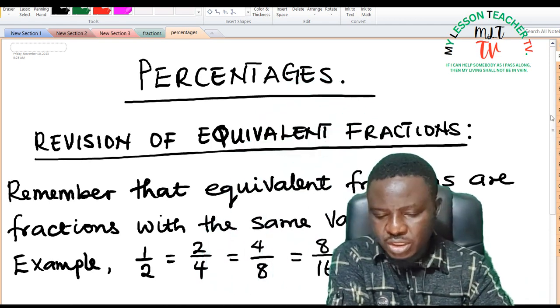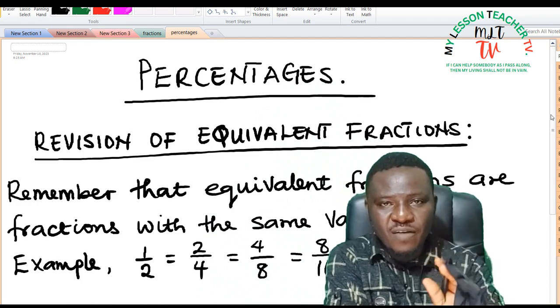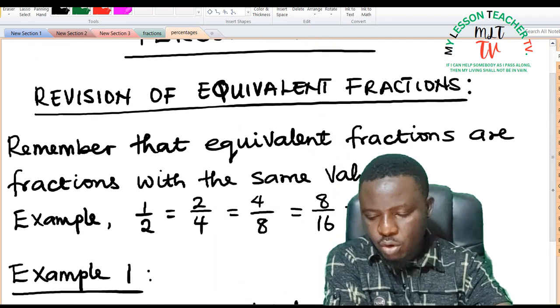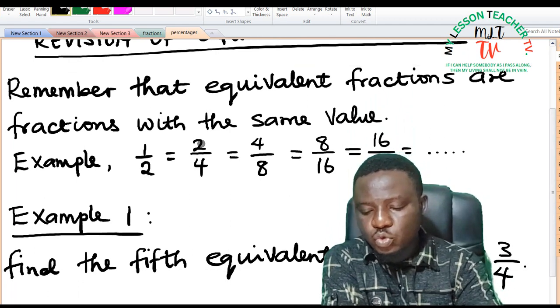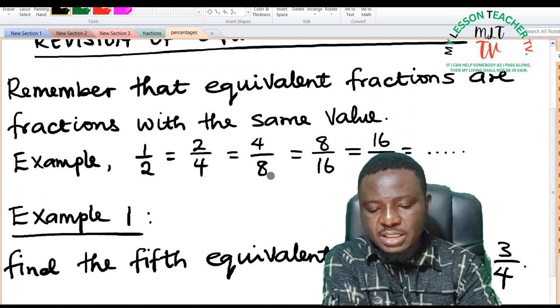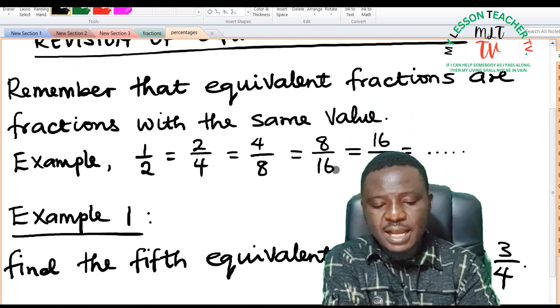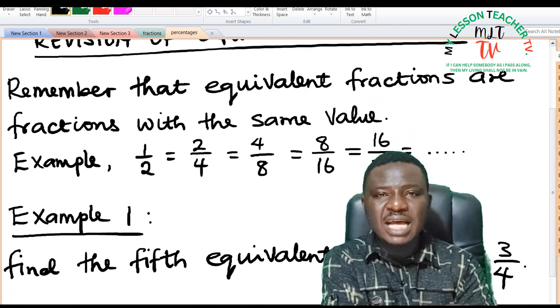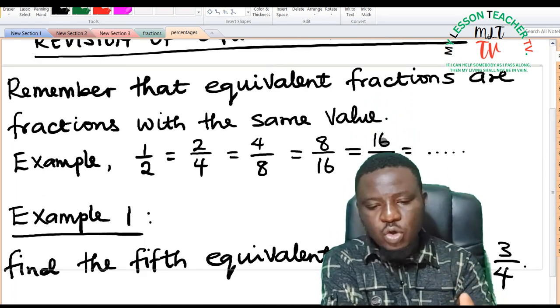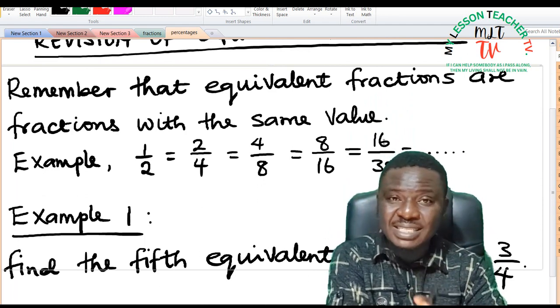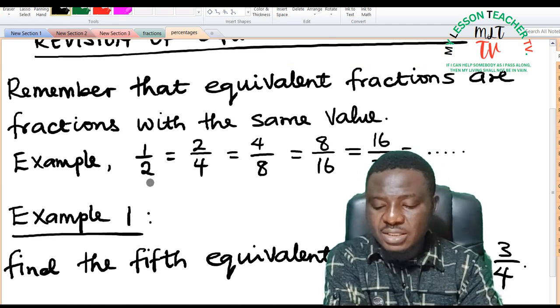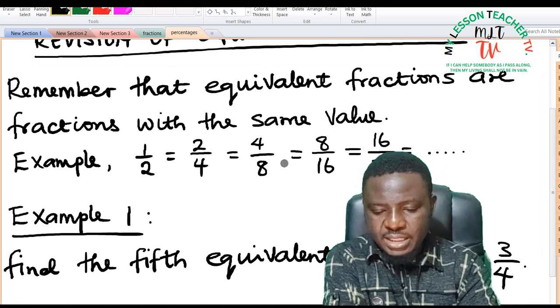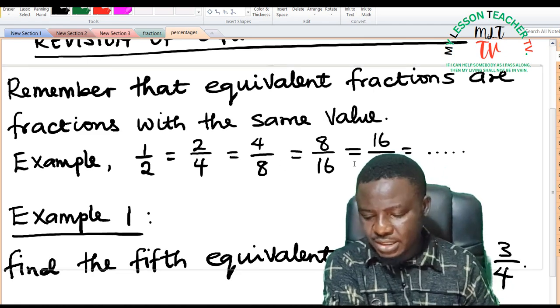Remember that equivalent fractions are fractions with the same value. For example, we have 1 over 2. 1 over 2 is said to be equivalent to 2 over 4, 4 over 8, 8 over 16, and 16 over 32. All these are said to be equivalent fractions because when reduced to their lowest term, they are equal or they have the same value. If you divide 2 over 4, you arrive at 1 over 2, as well as 4 over 8, 8 over 16, and 16 over 32.